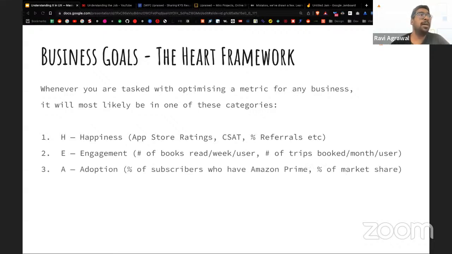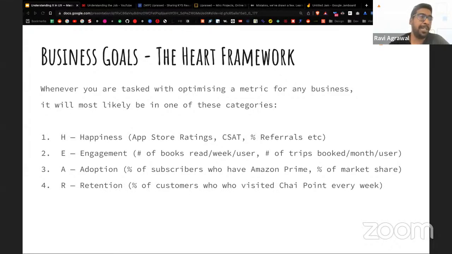Right? A stands for adoption, and it talks about how many people have actually adopted what you had hypothesized. So you thought that Amazon Prime would be a great service, and have people adopted it? What percentage of subscribers have Amazon Prime today? Right? That's an adoption metric. And you'd mostly be optimizing for each one of these metrics. What is the percentage of market share of a particular company? Right? These are some of the business goals that you should keep in mind.